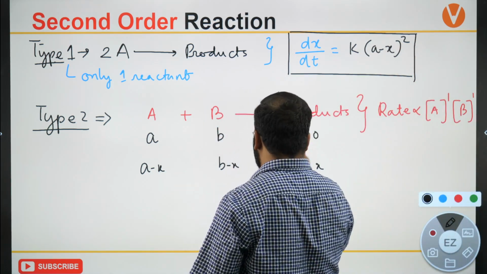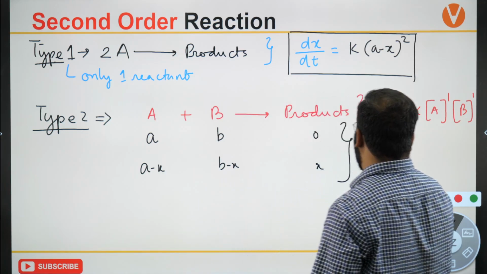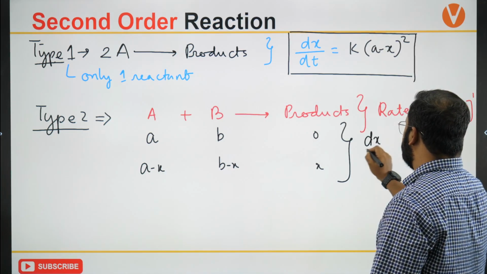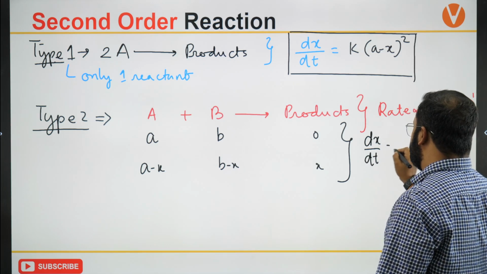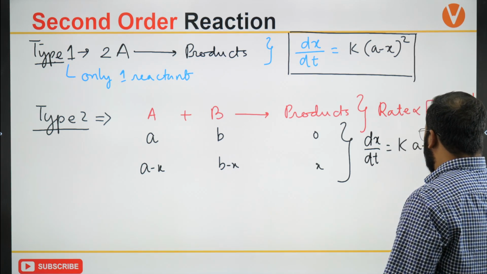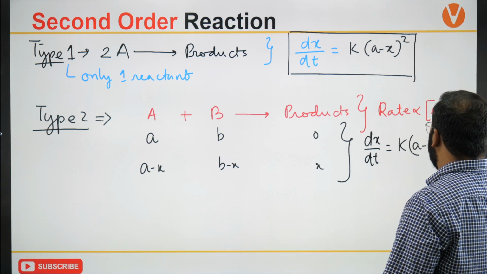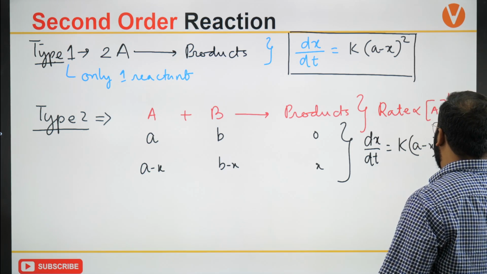Now for this, can I say that the expression will be dx by dt is equal to k a minus x to the power 1 b minus x to the power 1?